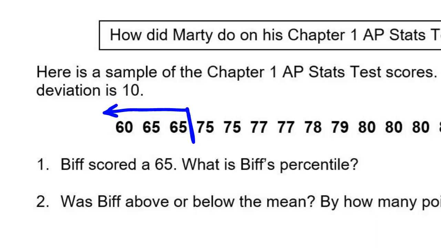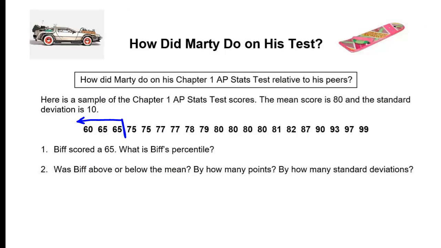So how many people scored a 65 or lower? 3 out of? Three out of 20. That's okay. There's 20 numbers there, yeah. 3 out of 20 would put him at what percentile? 15th percentile.